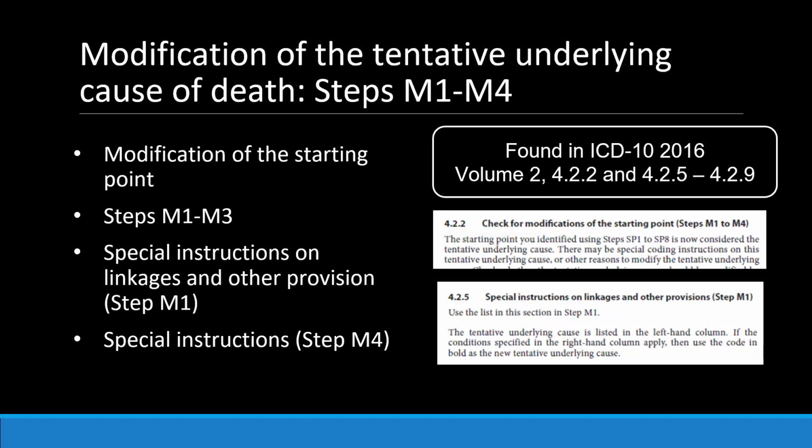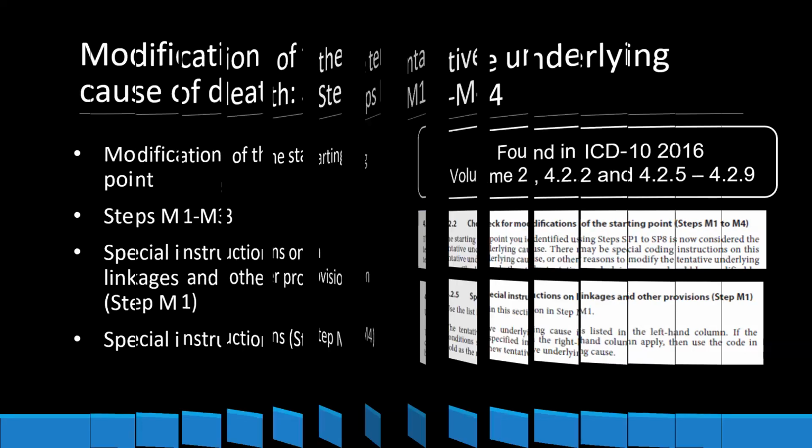Once the tentative starting point has been selected, the next step is to check whether it is subject to modification by any other information on the certificate. The special instructions for applying the modification steps M1 to M4 are found in Volume 2 in sections 4.2.2 and 4.2.5 through 4.2.9. Let's discuss step M4.